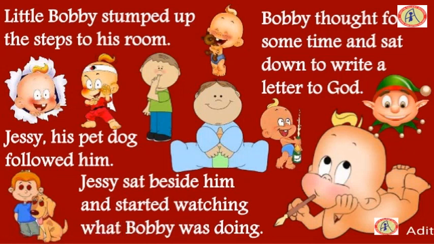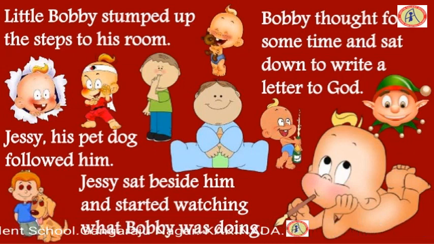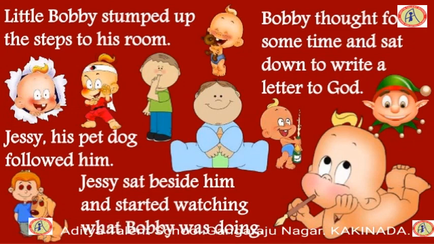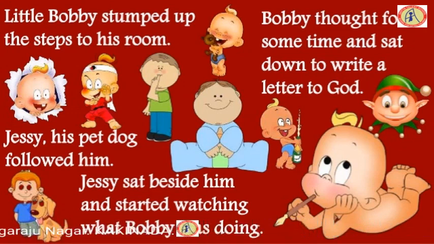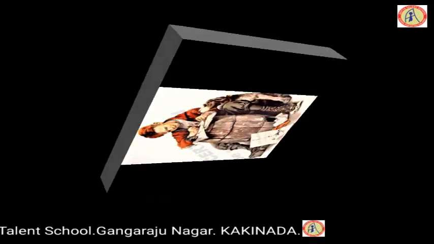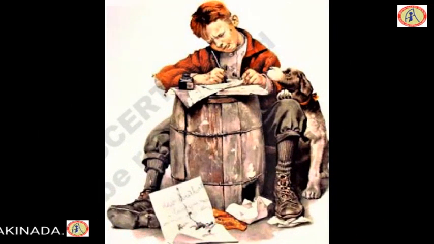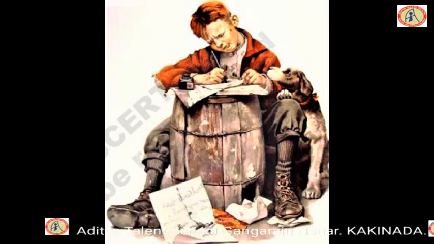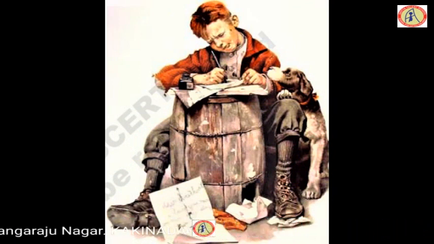And he got irritated. Why is mommy giving me this task to do? But he cannot say anything to the mother. He jumped the steps and he started moving to his room. Along with him, the pet dog, the name of the pet dog here is Jessie, followed him. He thought for some time how to start, because there are many mistakes which he has committed. Now what to be written first? So how to start, and he sat down to start writing a letter to God. And Jessie is sitting beside and observing what Bobby was doing.